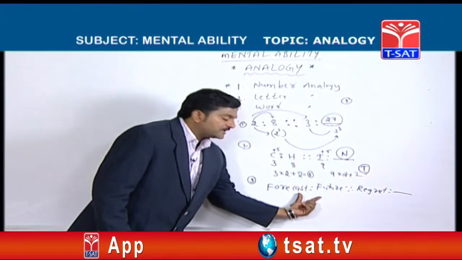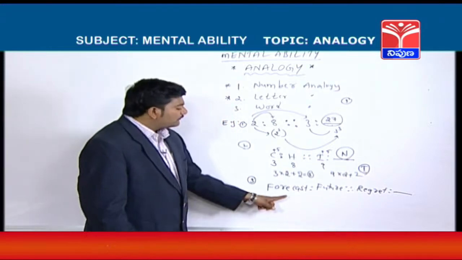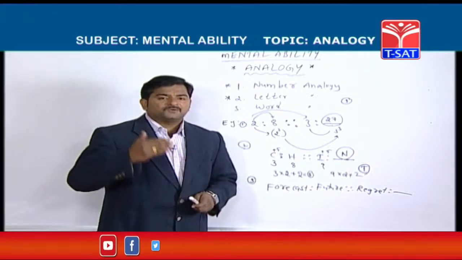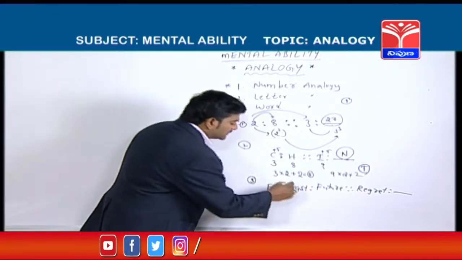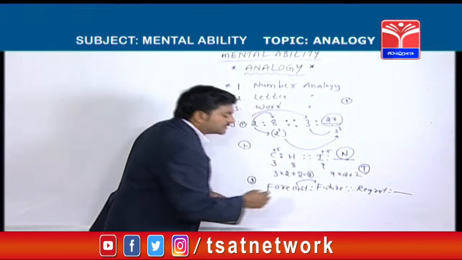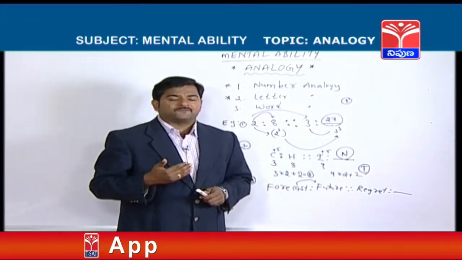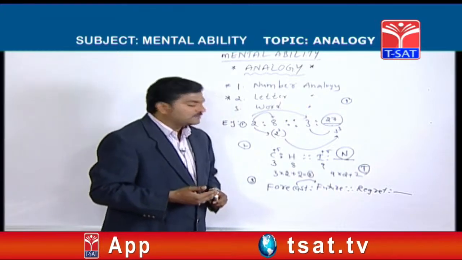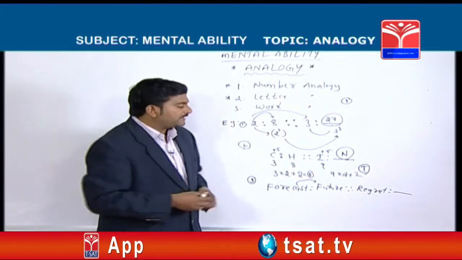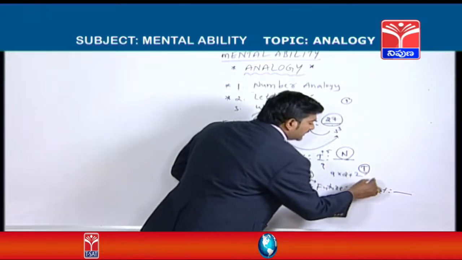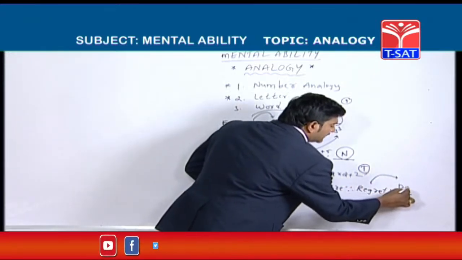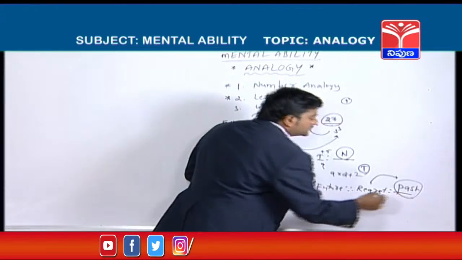Now identify the relation between these two words. Forecast, future. Usually the word forecast is related to future actions. The word forecast is related to future conditions. Similarly, regret. The word regret is applicable to only past actions.